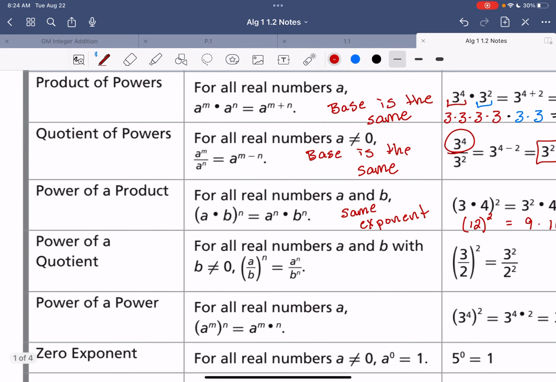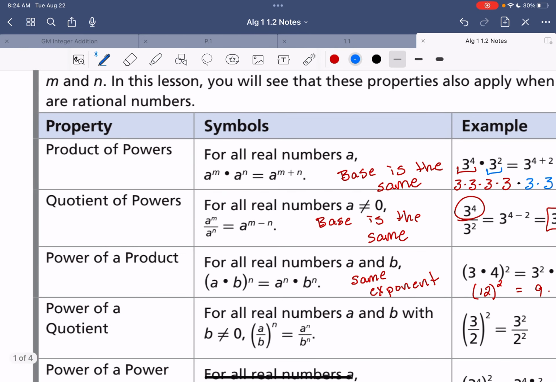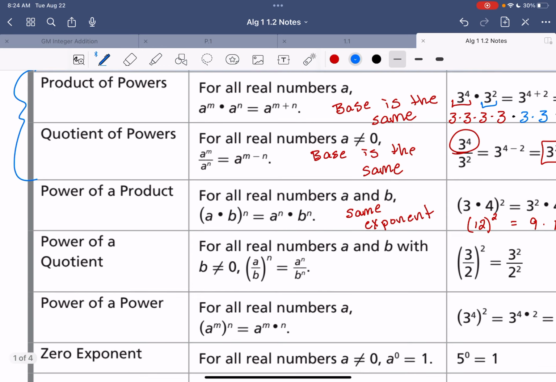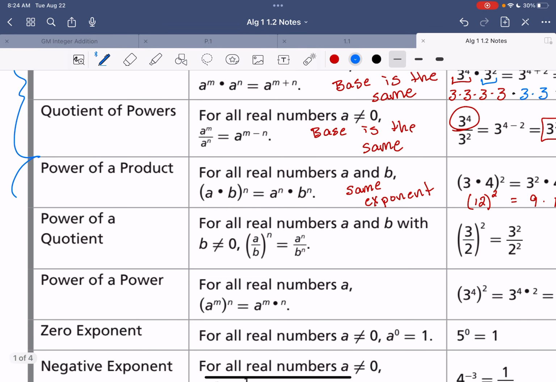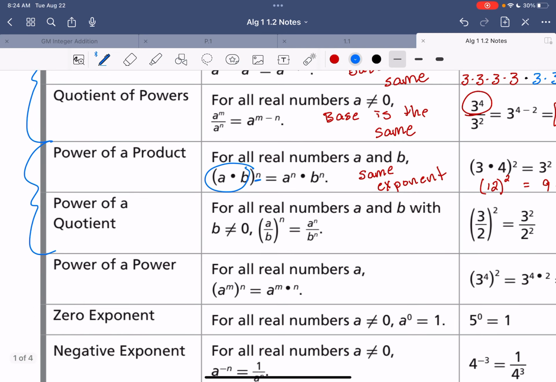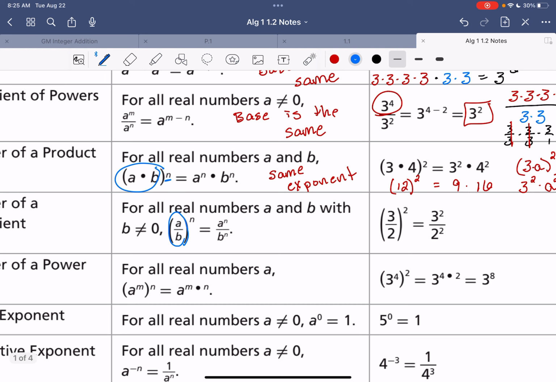Okay, next one, the power of a quotient. For all real numbers, A and B. So here this is very similar. These two are very similar. Okay, same bases. We're either adding the exponents or subtracting the exponents. These next two are very similar. They're really almost the exact same rule. If I'm multiplying with the same exponent, that exponent is going to go to each piece. And when I'm dividing with the same exponent, that exponent is going to go to each piece.